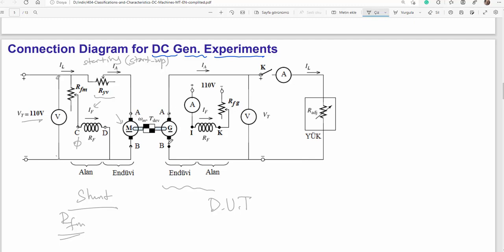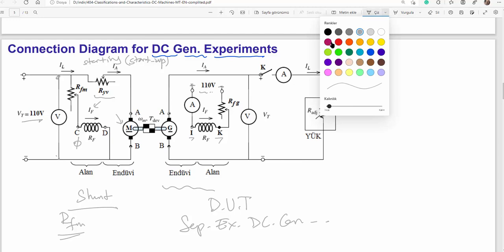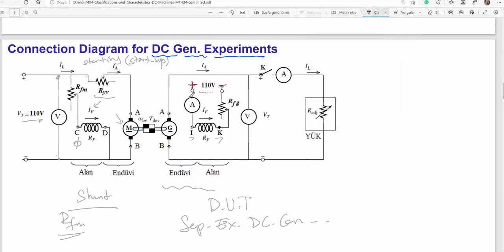Here are armature labels I and K, and a separate excitation coil, driven by an external power supply having 110 volts, separately excited DC generator on the right hand side. Here you see a separate source to drive field current. Here is the field current, adjustable by the field rheostat of the generator. By changing the field rheostat here, you can adjust the field current, so you can adjust the field of the machine.